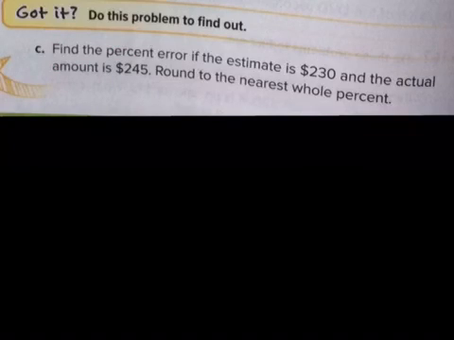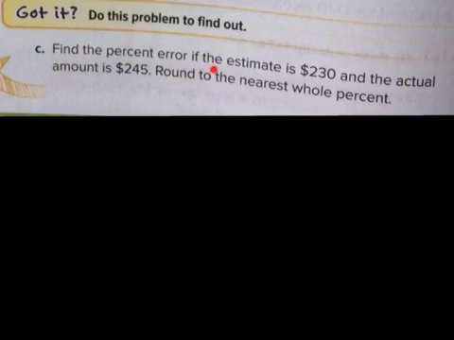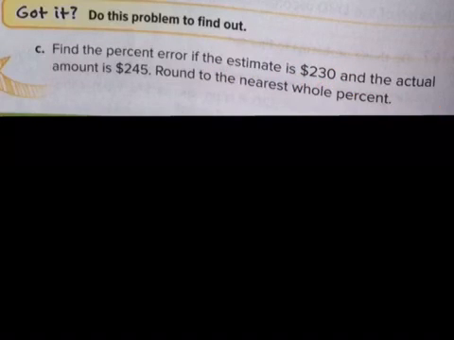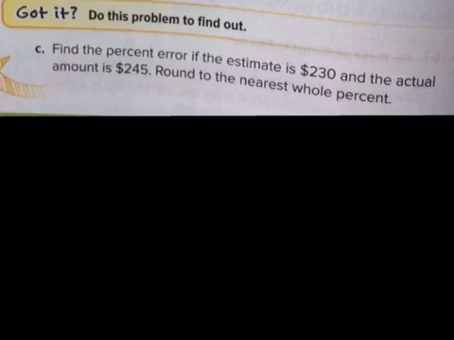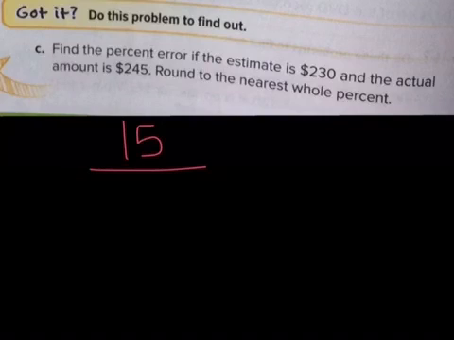Okay, here we're going to find the percent error. Find the percent error if the estimate is 230. So let's say somebody estimated $230 was the price of something, and the actual amount is 245. Round to the nearest whole percent. What's the difference between 230 and 245? If you're saying $15, you are correct. That's our error right there, 15. But what percent is that?